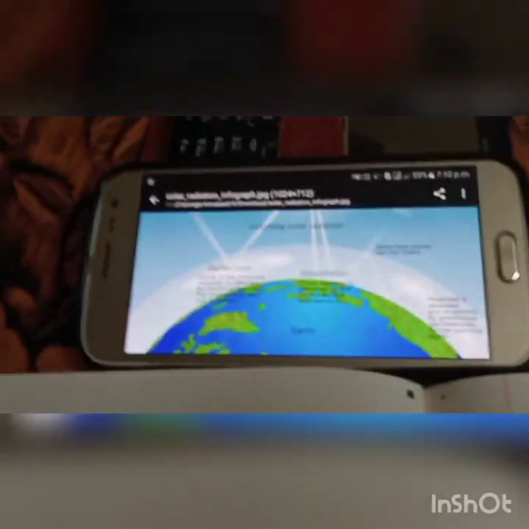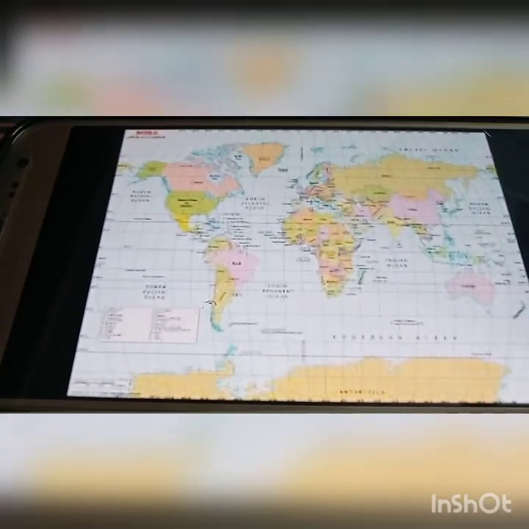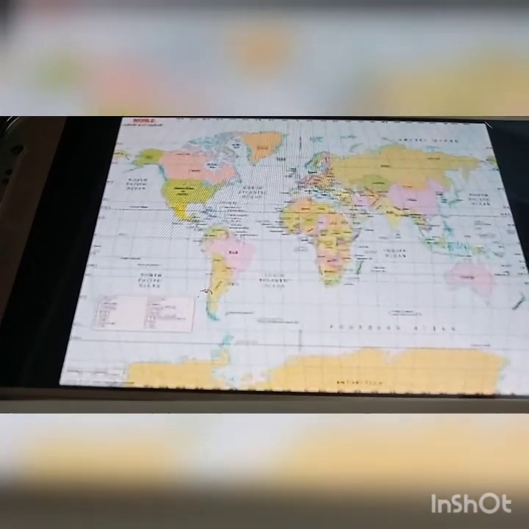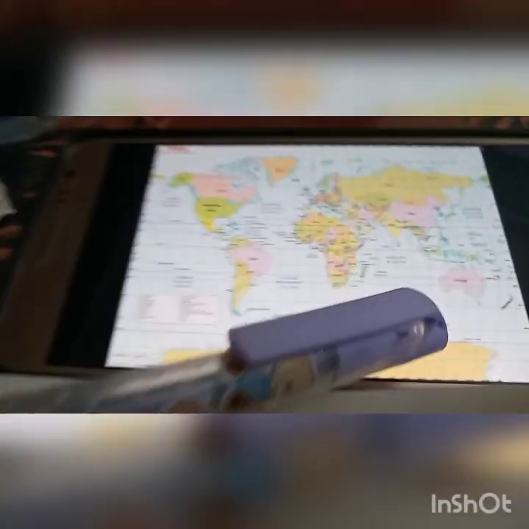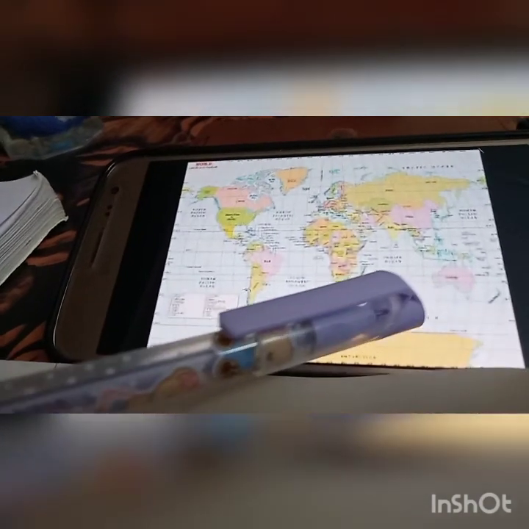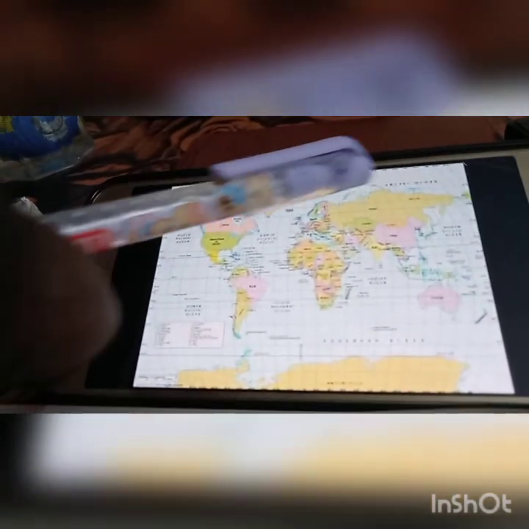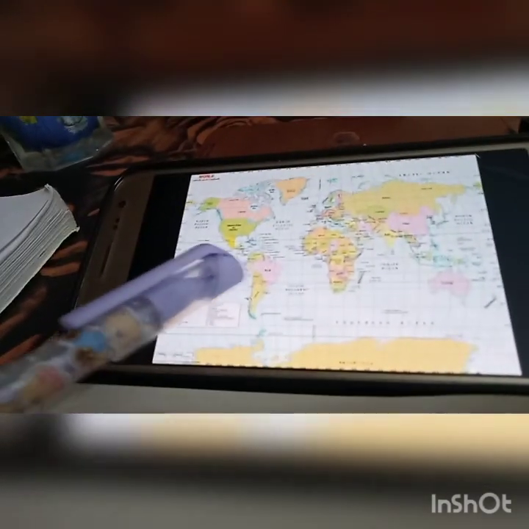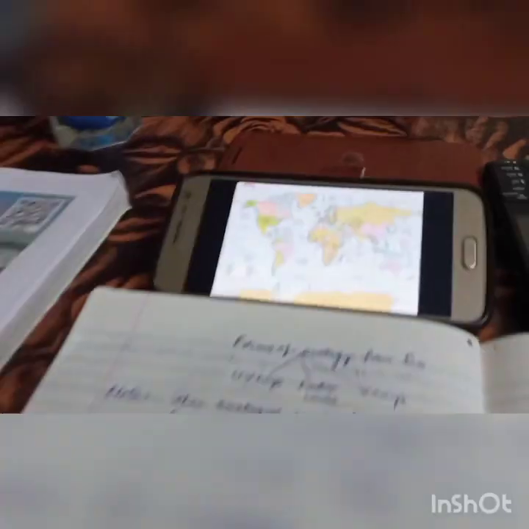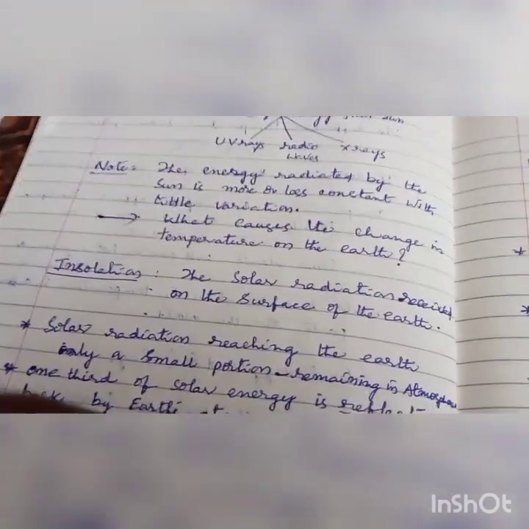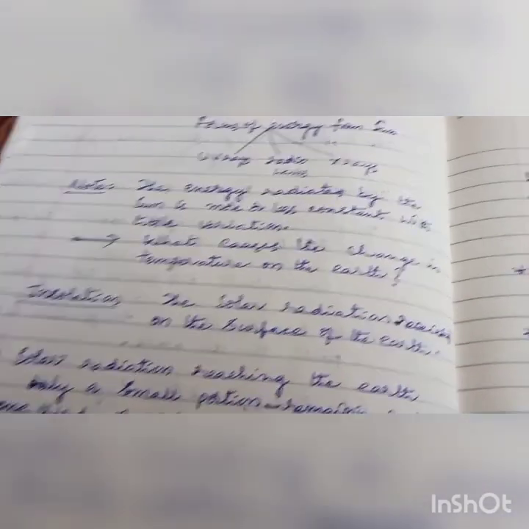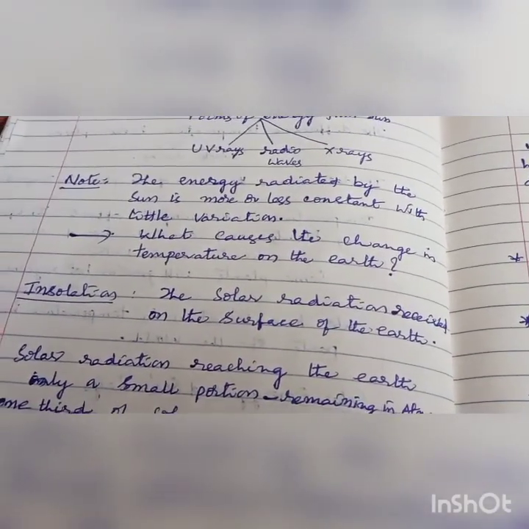Then, when there is no variation in the solar energy, why does such variation take place in the world? These we call cold countries, coldest countries, cold areas, the frigid zone, whereas this is the warm zone. Why does such a thing happen? What causes the changes in temperature on the earth? What are the factors for such changes in temperature?